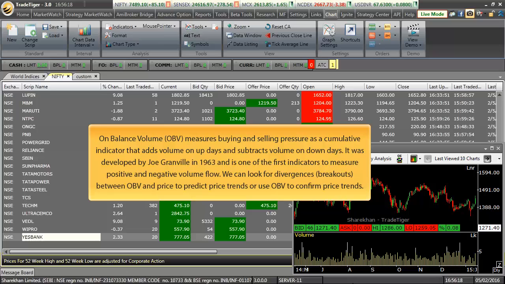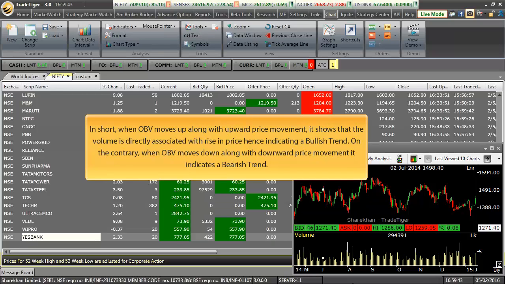We can look for divergences between OBV and the price to predict trends, or use OBV to confirm price trends. In short, when OBV moves up along with upward price movement, it shows that the volume is directly associated with the rise in price and hence indicates a bullish trend. On the contrary, when OBV moves down along with downside price movement, it indicates a bearish trend.